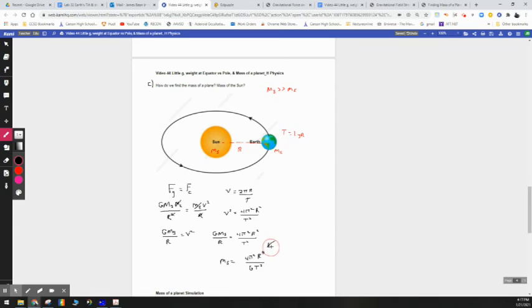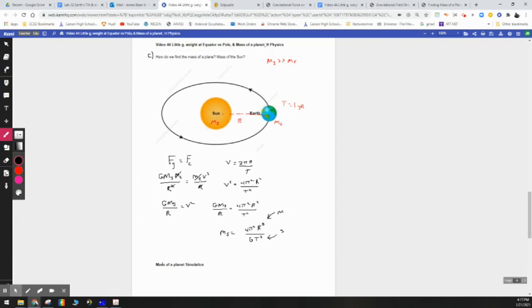In order to find the mass of the Sun, we have to get R in meters and T in seconds in order for this to work. This is how we would calculate the mass of the Sun, the mass of the Earth, or the mass of any planet, provided that we have the period of revolution and the orbital radius. Okay, we'll hit pause and work on this mass of the planet simulation.